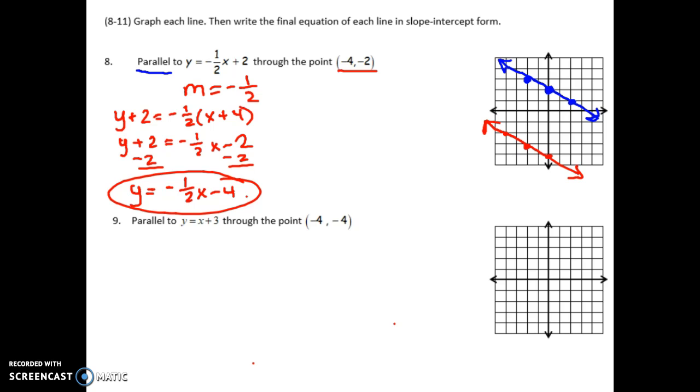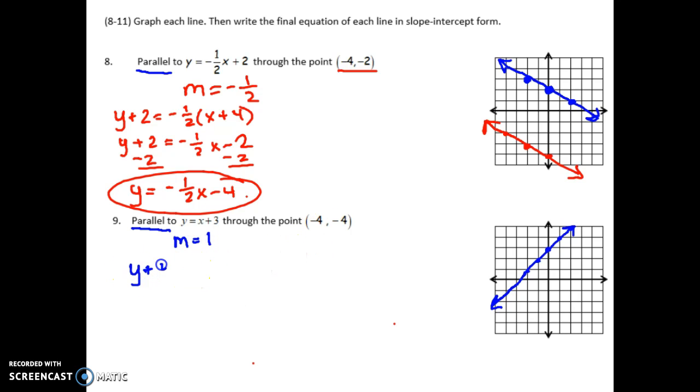Okay, so number 9, we have another one that's parallel. This time it's parallel to y equals x plus 3, so let's graph this one. Our slope is positive 1, so our line's going to look like this. And we're going to go through the point negative 4, negative 4. Because it's parallel, our slope is going to be 1, and we're going to use this new point.